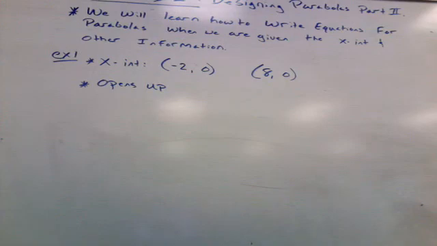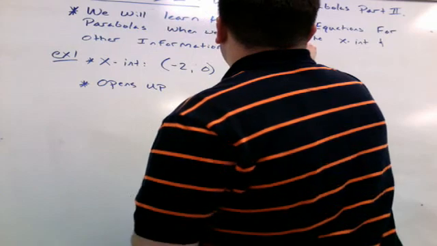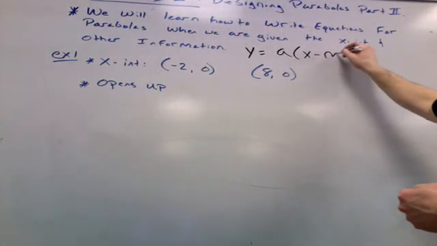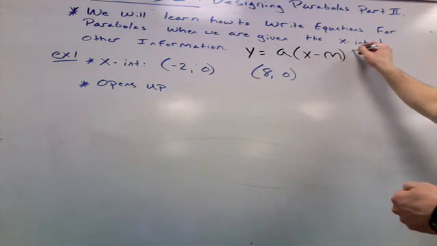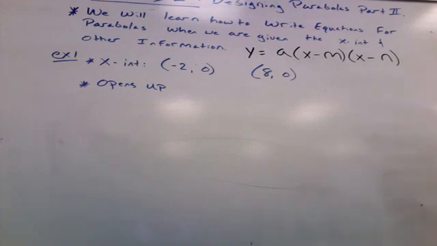The factored form? Y equals a times (x minus m) times (x minus n). So that's our factored form, right? That's going to be our basis for writing our equations. Right? What is m and n?